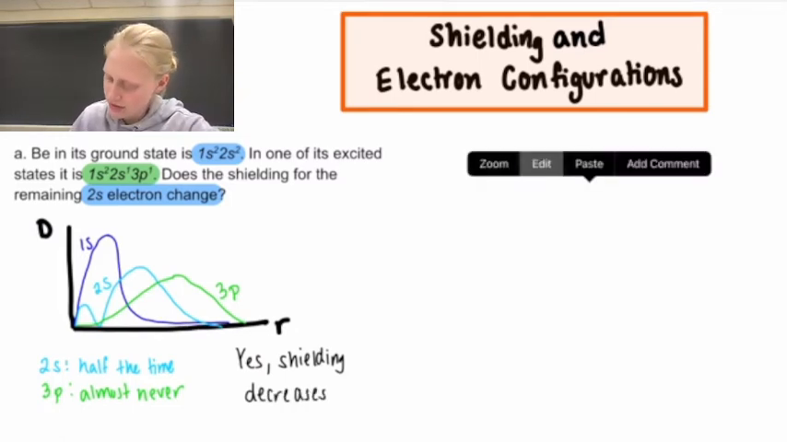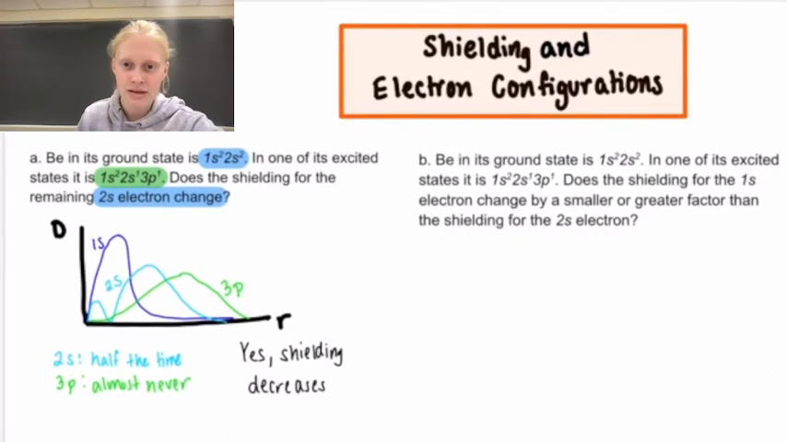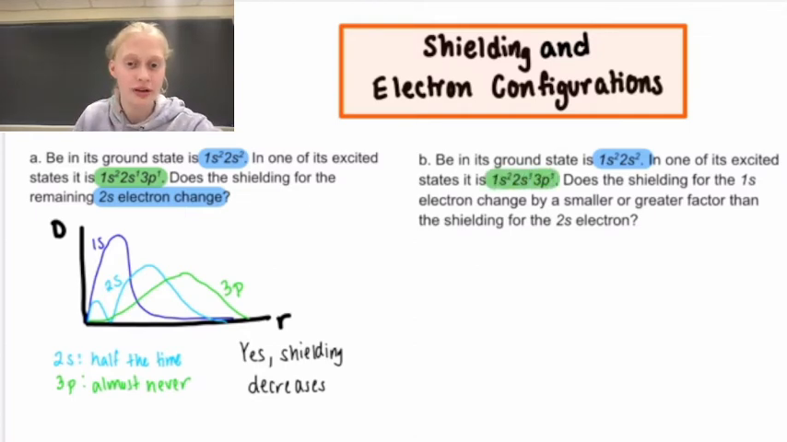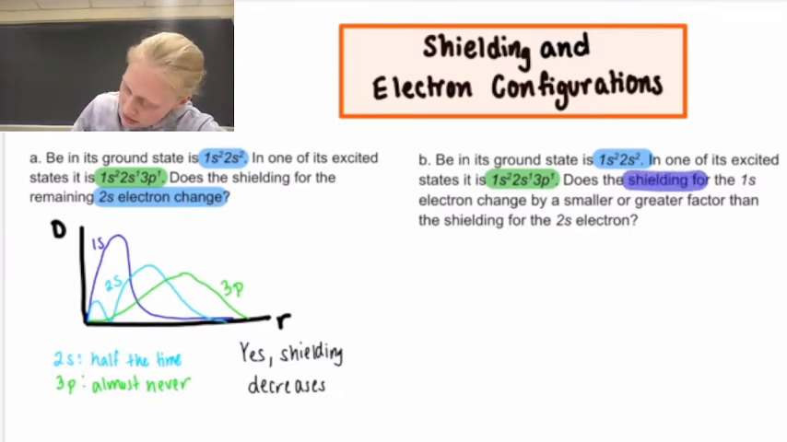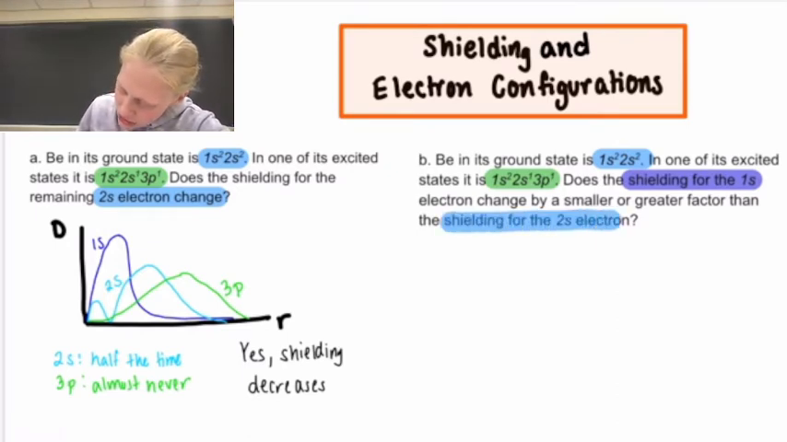Okay, let's look at the next part. So the next part starts the same way. Beryllium in its ground state is 1s2, 2s2, and in one of its excited states, it's 1s2, 2s1, 3p1. And it's asking us to compare the change in the shielding of the 1s electron versus the change of shielding in the 2s electron.